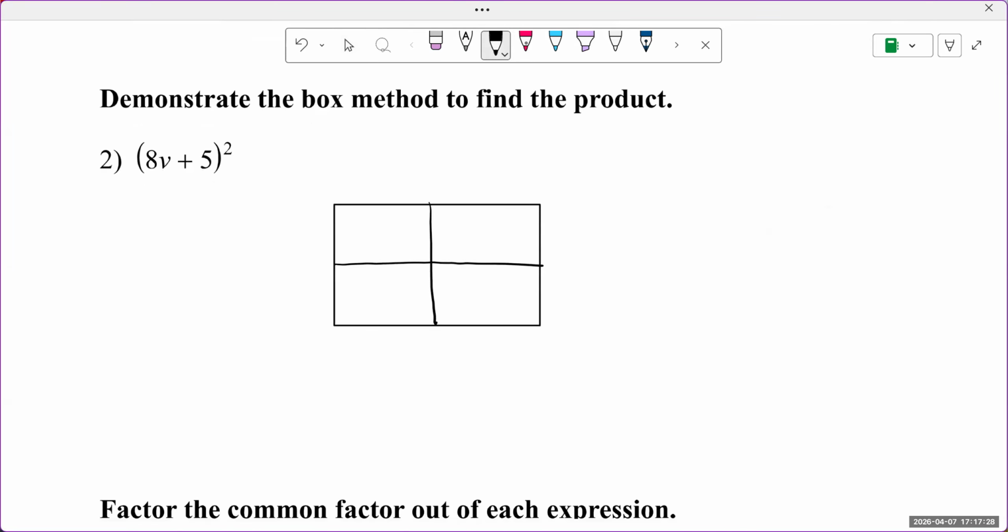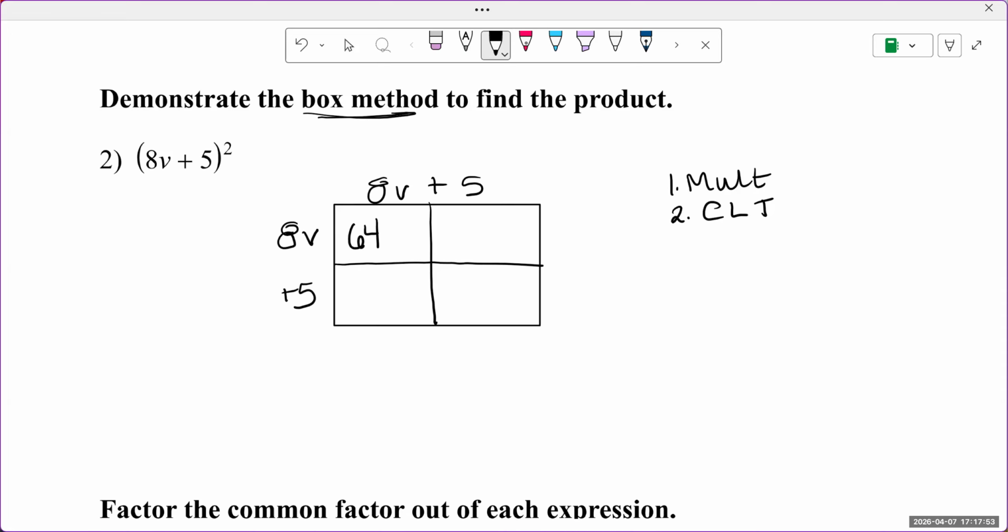Number two, we are going to demonstrate the box method for finding this product. We have 8v plus 5 and 8v plus 5. Okay, so we're going to multiply to fill in the boxes and then combine like terms to get our polynomial. So 8v times 8v, that's 64. V times v is v squared. 8v times 5 is 40v, 40v, and then I have 5 times 5 is 25.